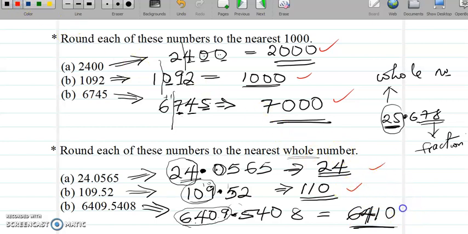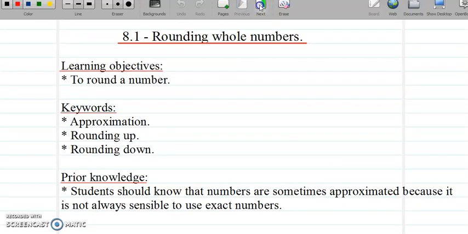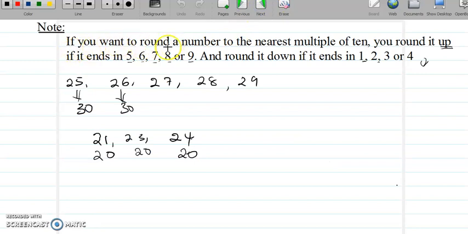So this is how we approximate. Please, you must note that if you want to round a number to the nearest multiple of 10 or 100 or 1000 and so on, you round it up if it ends in 5, 6, 7, 8 or 9, and you round it down if it ends in 1, 2, 3 or 4 or even 0. If it ends with 0, you round it what? Down. So that's how we solve this question.